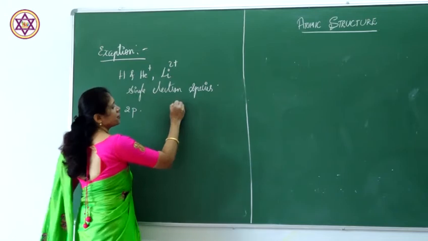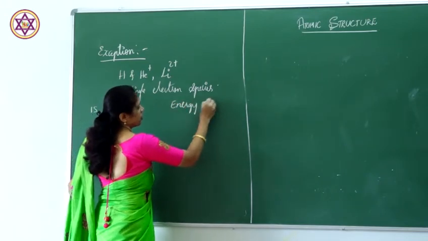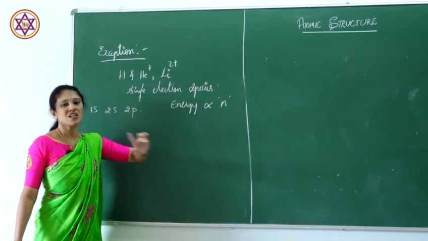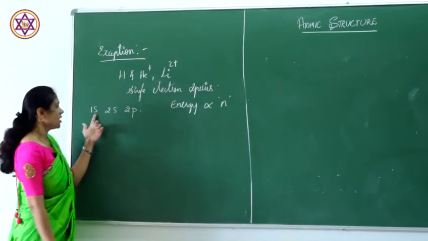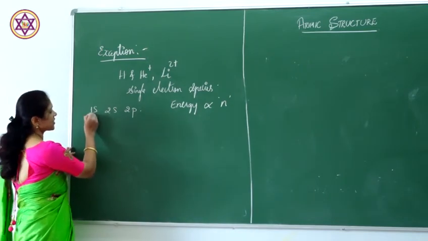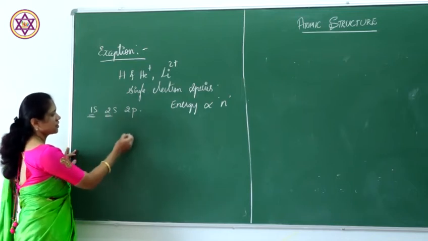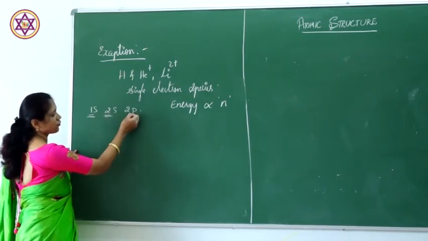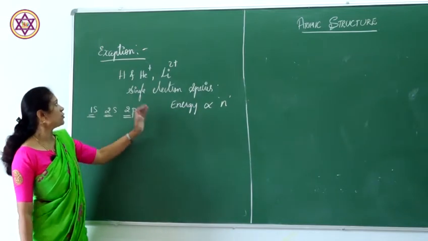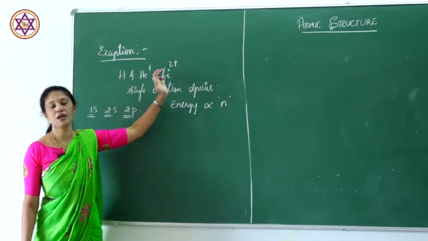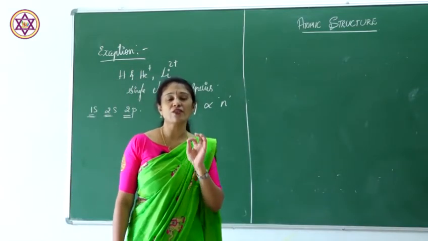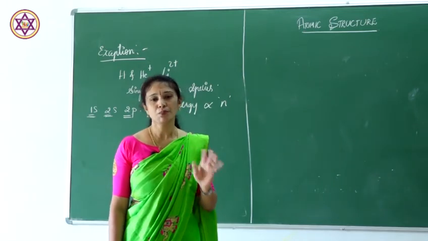Here the energy is always proportional to n, the principal quantum number, not the azimuthal quantum number. If I take 1s, 2s and 2p, I can only say that 1s is lesser compared to 2s, but there is no difference between 2s and 2p here. They both have equal energies in hydrogen, helium and lithium ions. They are single electron species. This is one of the exceptions in the Aufbau principle.